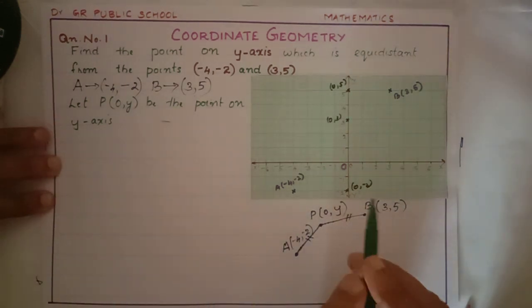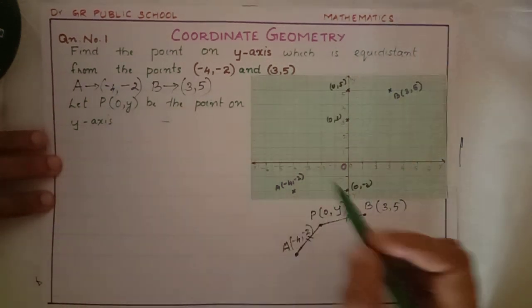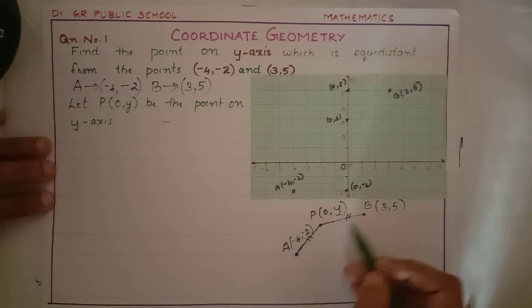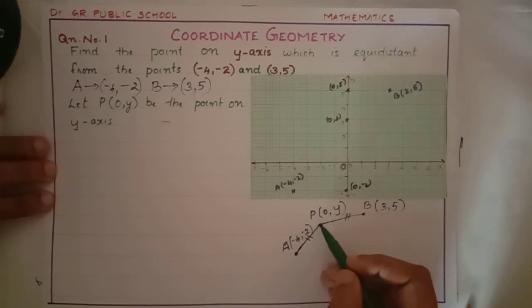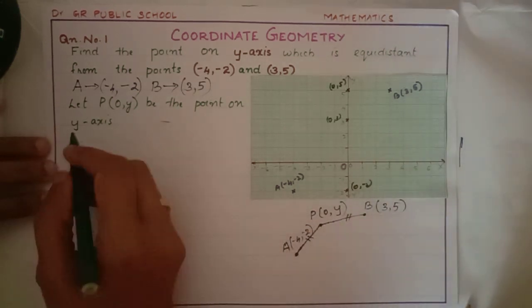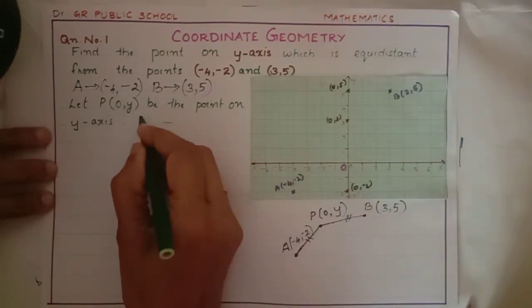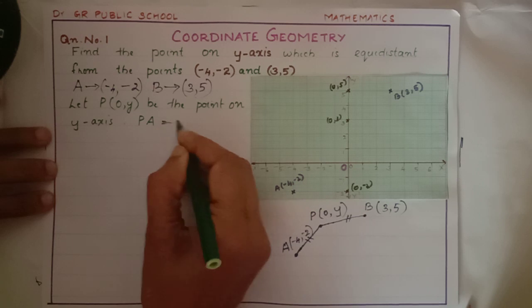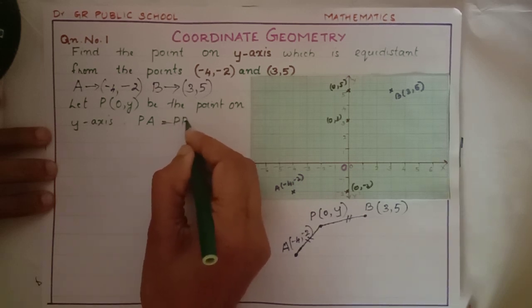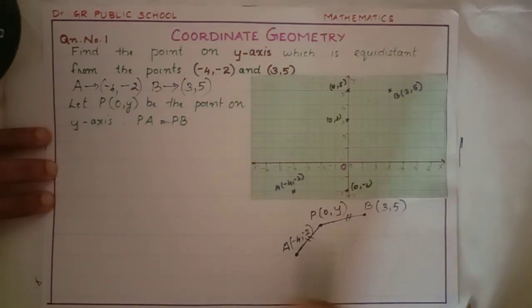Now, to find out the value of y, what can we apply? Both A and B are at equal distance from P. So, we can write PA equal to PB. Isn't it? PA equal to PB.